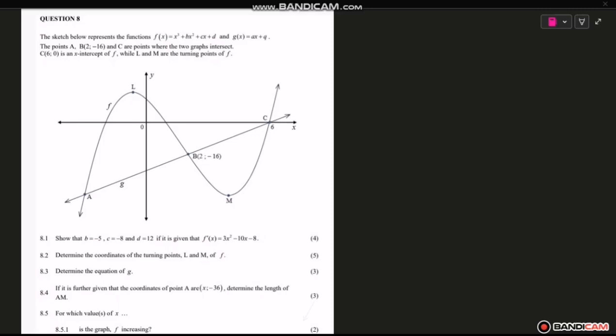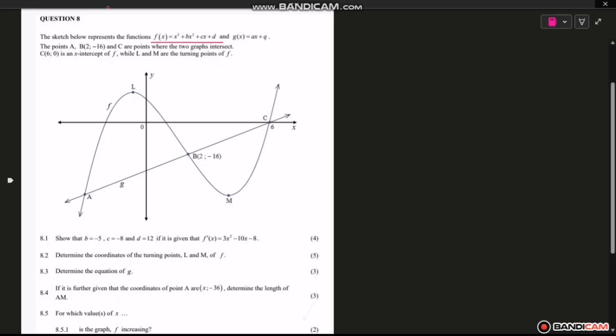This is one of the questions that many learners don't know how to actually do. So one of the learners asked me to upload it, and I actually promised to do so. So this is f of x.